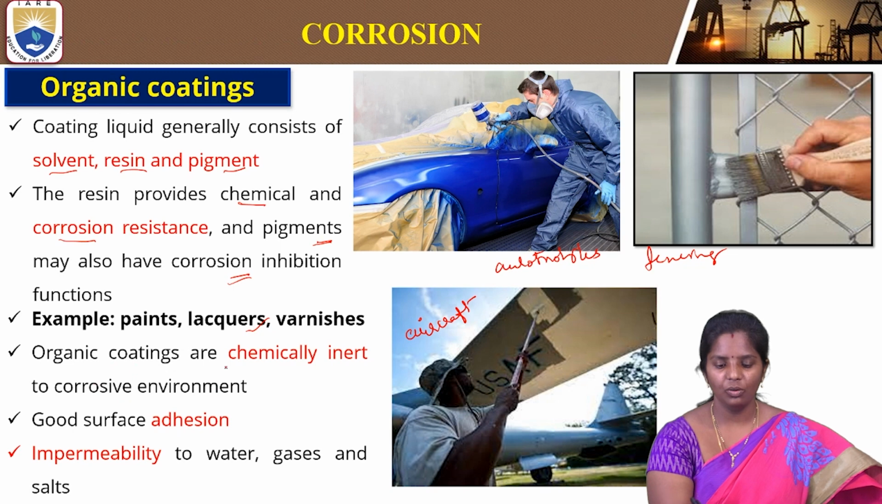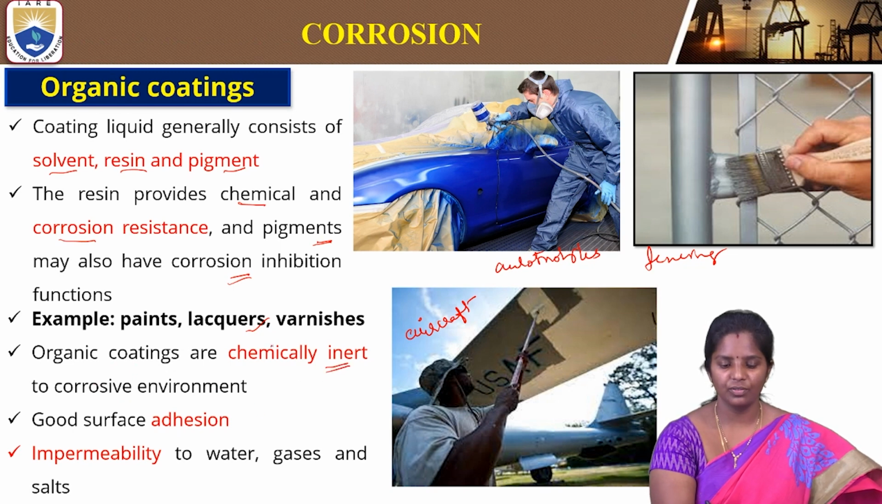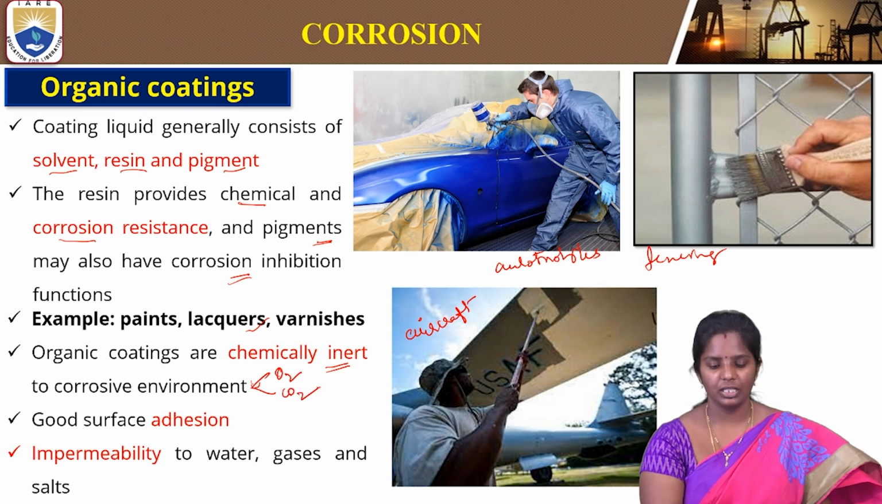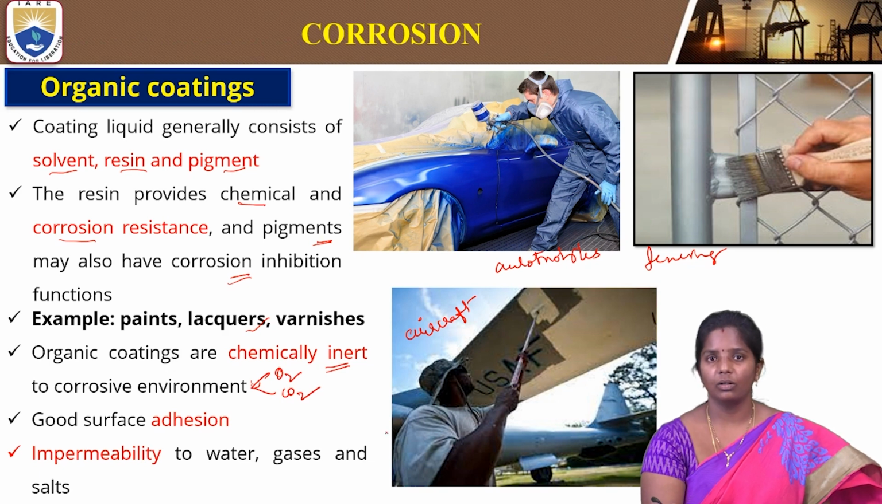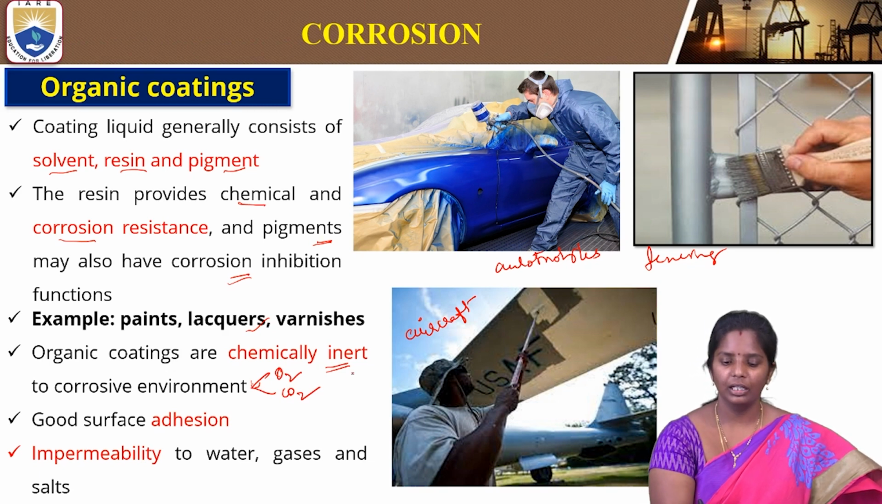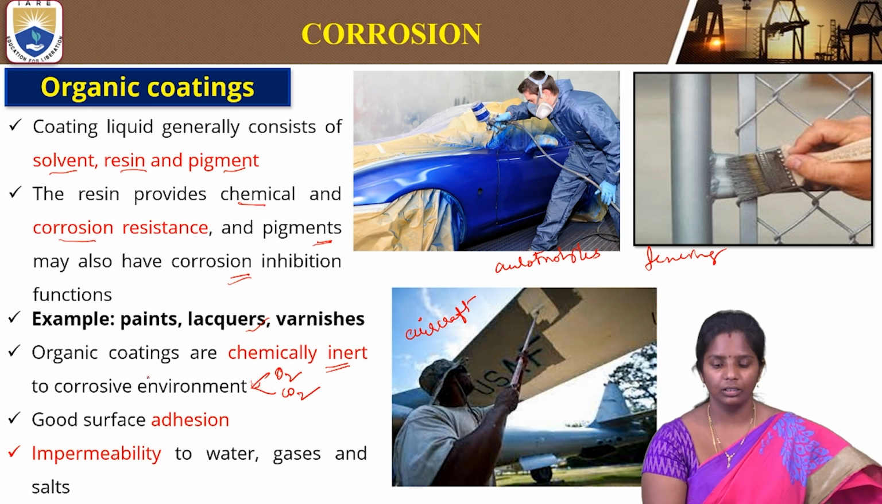These organic coatings are chemically inert to the atmospheric environment. The environment is nothing but the oxygen or carbon dioxide that is present. Whenever we send aircrafts into the atmosphere, they are exposed to various humidities, temperatures, dust particles and oxygen, so the coating should be inert. So these coatings are inert enough to protect from corrosion.